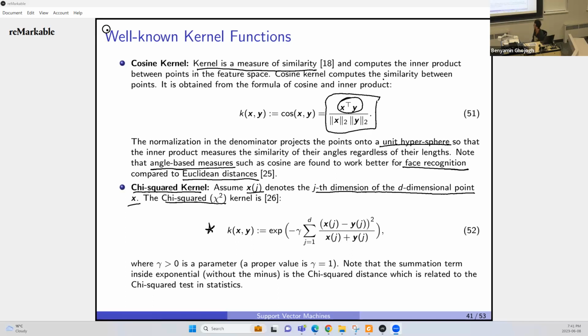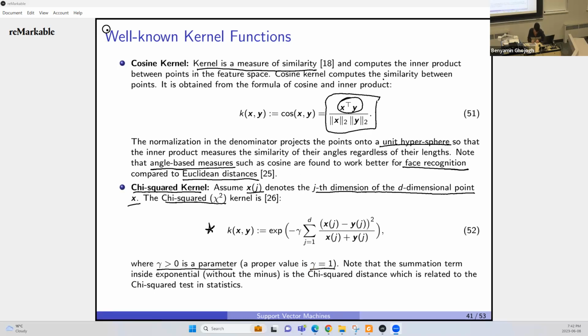Yeah, I think that's why people usually don't use that. So for this to be recorded, he said that it might be computationally expensive. I agree. That's why people don't use that much. But this is chi-squared, and gamma is a parameter also. Proper value is gamma equals 1.